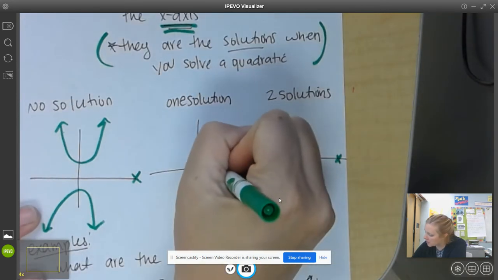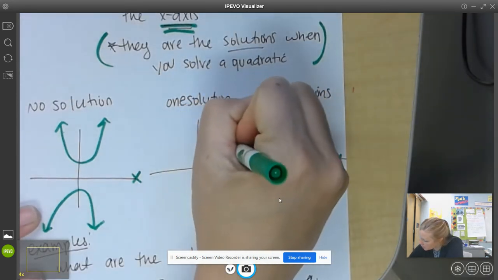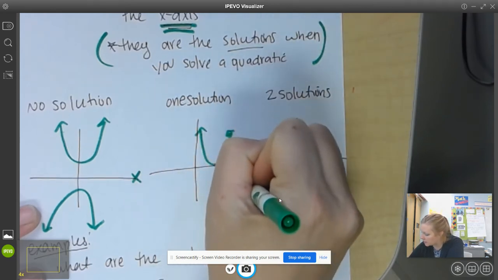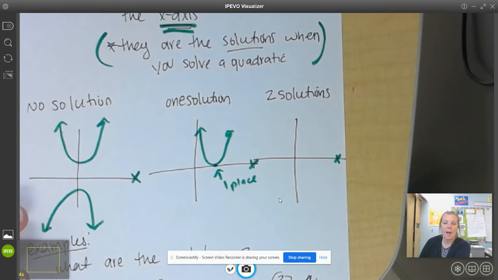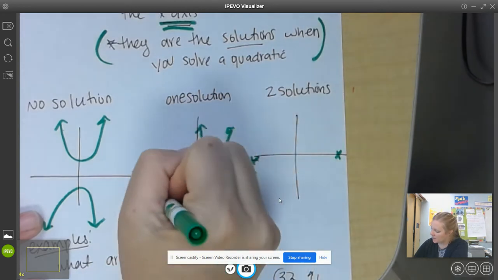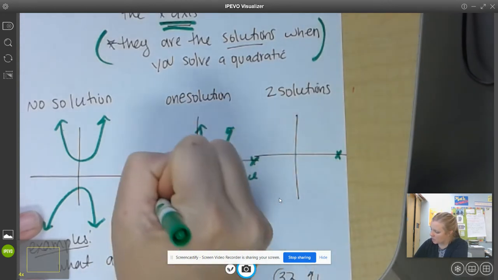One solution is when the parabola touches the x-axis in one place. When the parabola touches the x-axis just in one place, then there's one solution. So the vertex is on the x-axis and it can either face up or down.